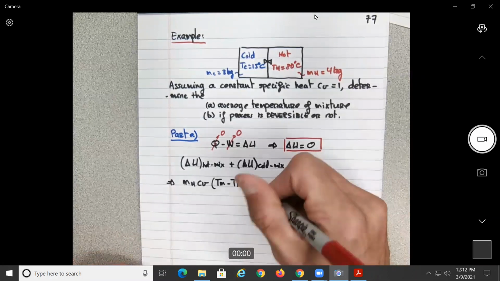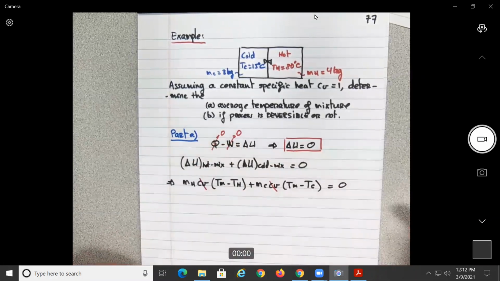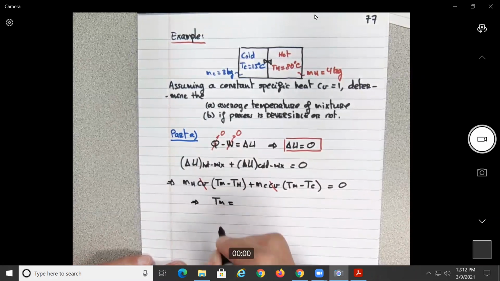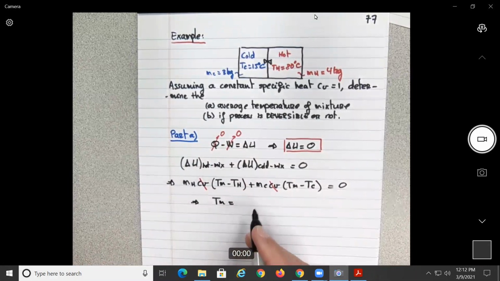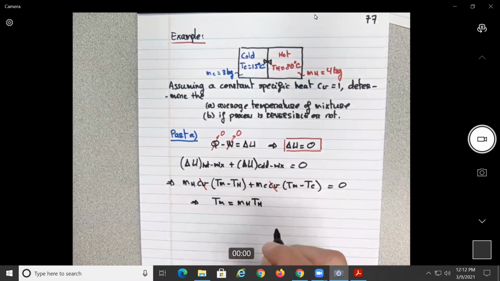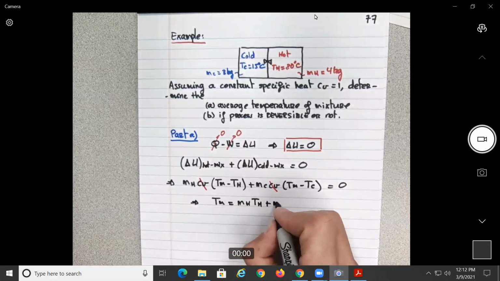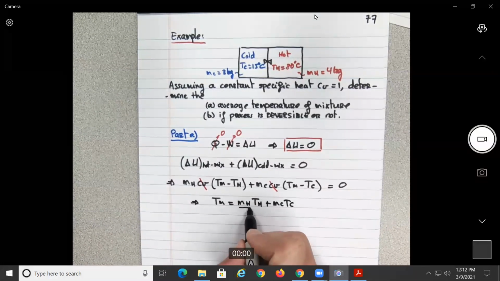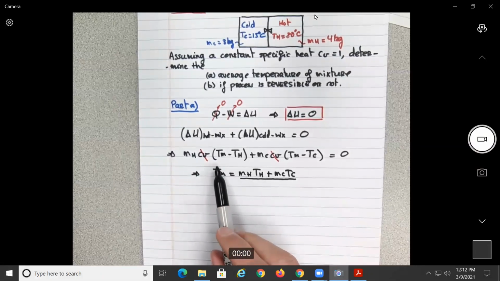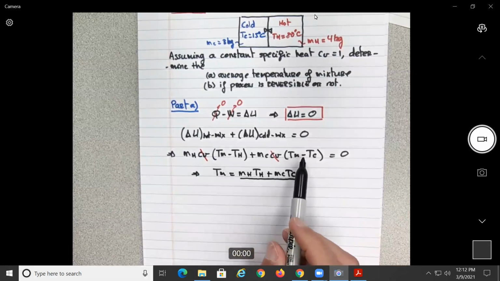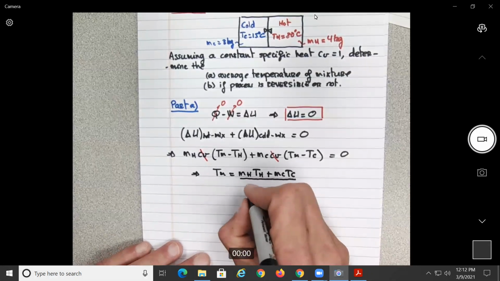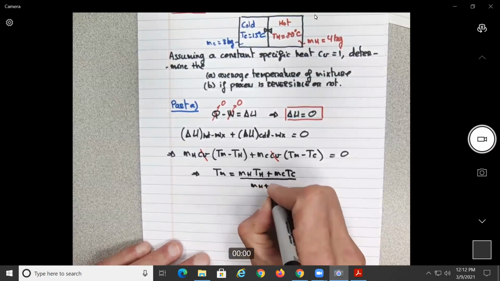So over here, if we do the algebra, you will see that this will cancel and we'll end up with, what? Temperature of the mixture should be equal to what? So it will be m hot T hot plus m cold T cold. I'm keeping the middle step just to make sure we finish. And then at the bottom should be m hot plus m cold.